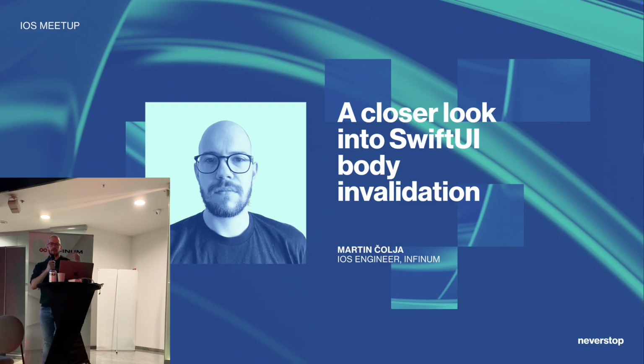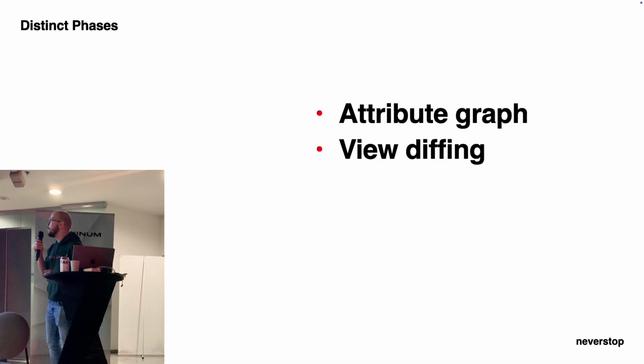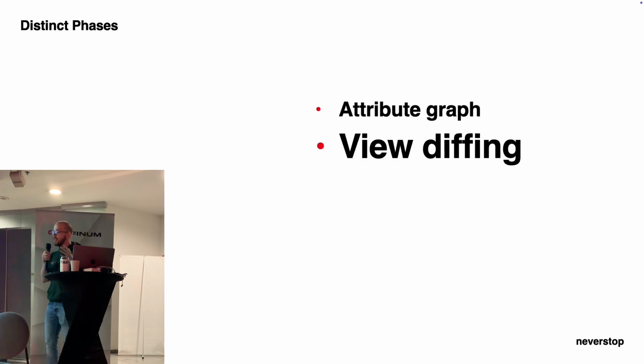start. So the topic is a closer look into SwiftUI body invalidation. And this topic doesn't have a lot of necessarily production value, but it's fun to take a look at, I think, if you start to think about it. So I would divide this topic personally into two distinct phases. First phase would be the attribute graph and then the view diffing.